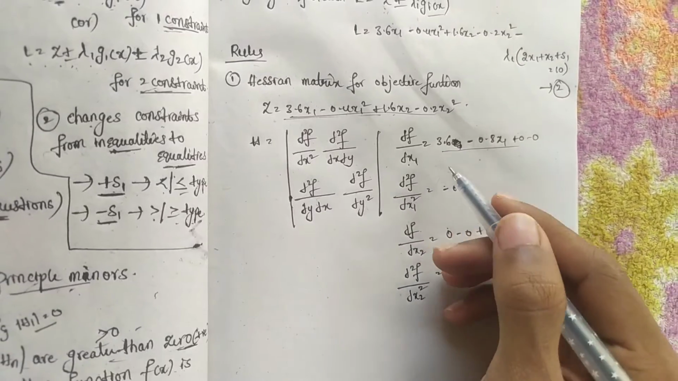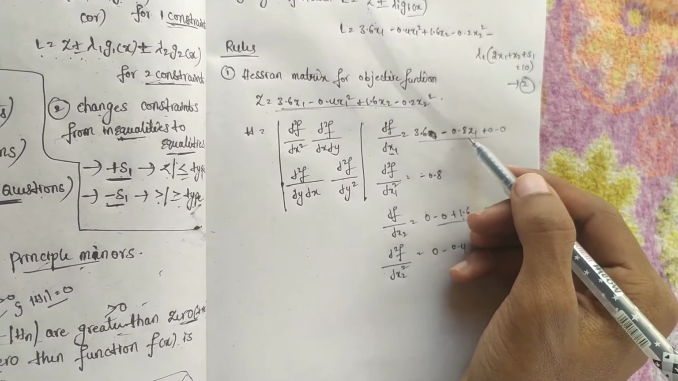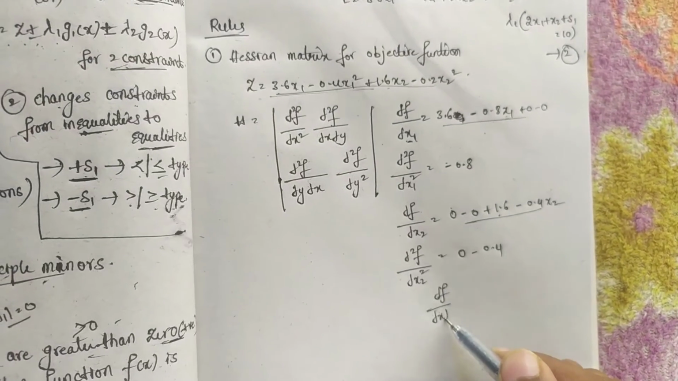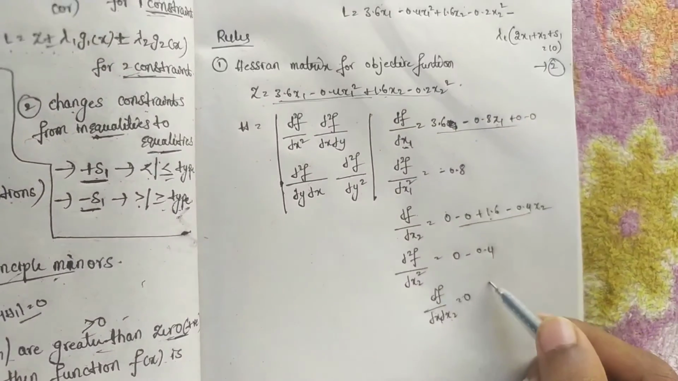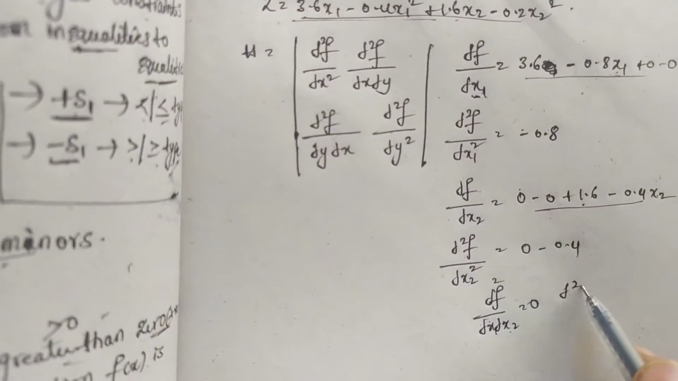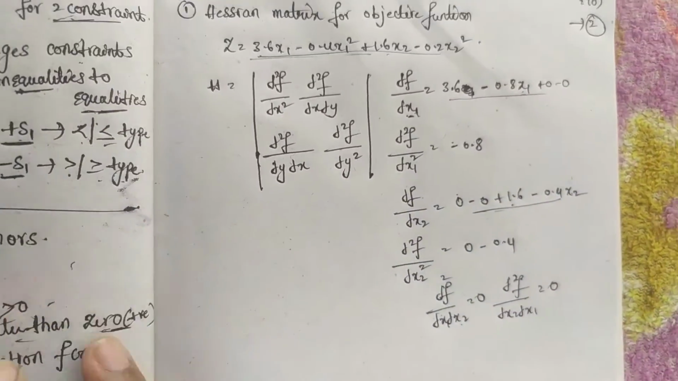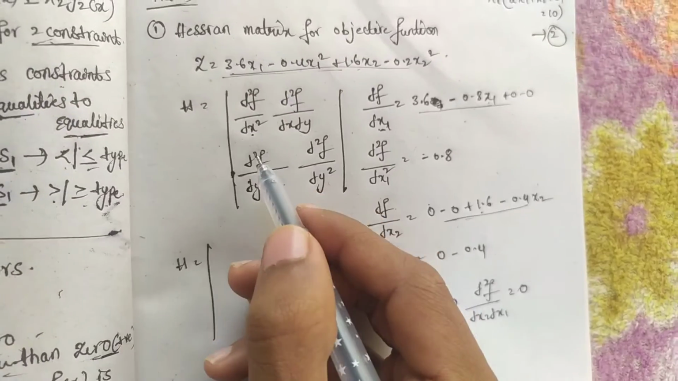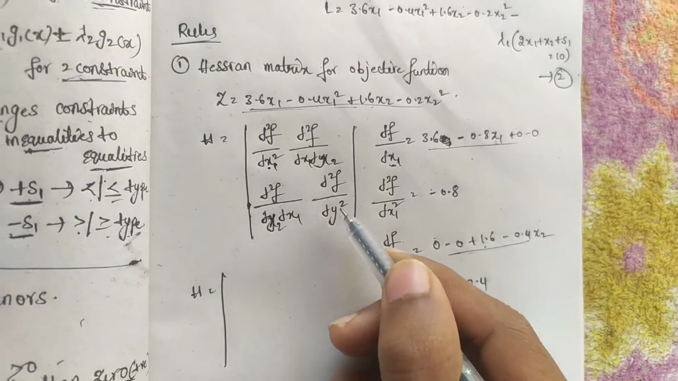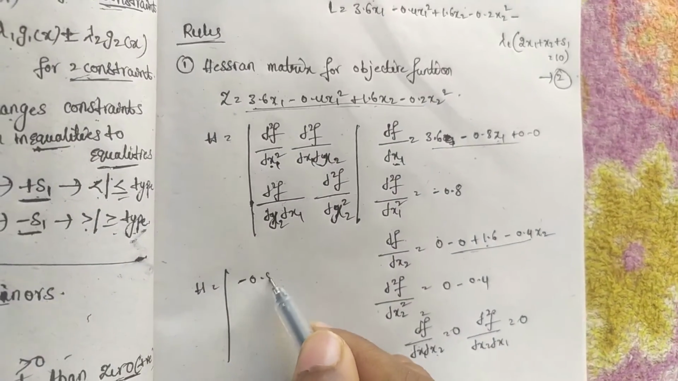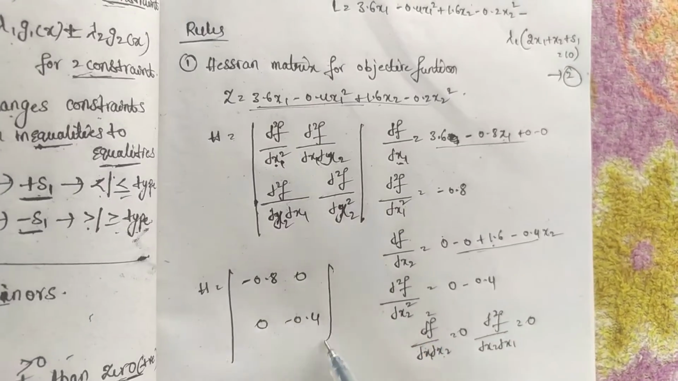Now dou square f by dou x1 dou x2: if we differentiate the x1 term with x2, it is not possible, so we get 0. Similarly, dou square f by dou x2 dou x1: we are differentiating the x2 term with x1, so here also we get 0. Substituting, the Hessian matrix has minus 0.8 in the first place, 0 in the off-diagonal places, and minus 0.4 in the last place.